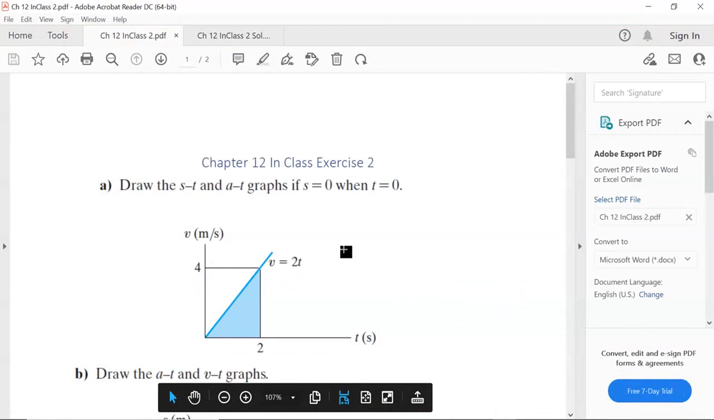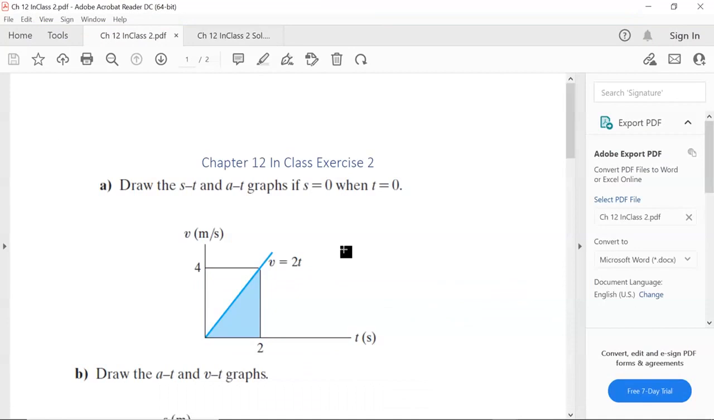In this exercise, we will solve problems using a graph where either position, velocity or acceleration is given graphically for erratic motion, and we are being asked to calculate other kinematic quantities. For problem number one, velocity is given as a function of time, a straight line starting from zero, and the mathematical representation is also given: velocity is 2 times t.